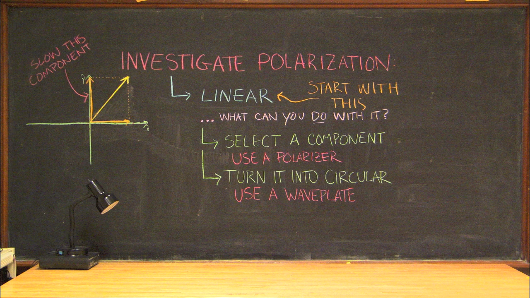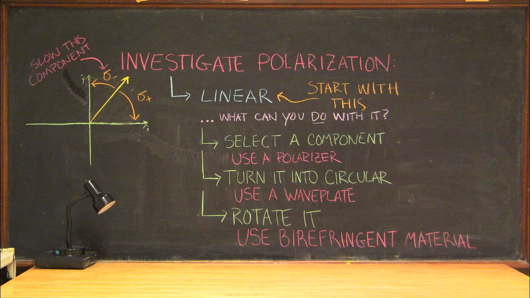You could also turn the linear polarization into circular. This is done with a wave plate, which causes a time delay between two components of the light along different axes. The light you get out can be some combination of linear and circular depending on the orientation of the wave plate.